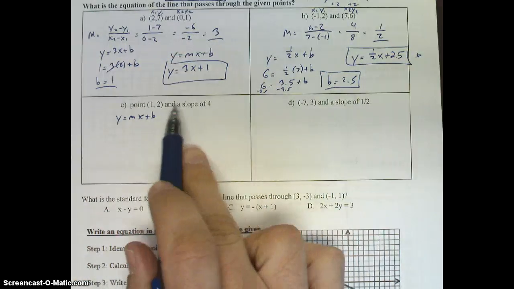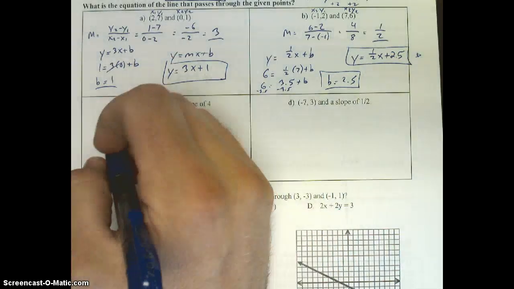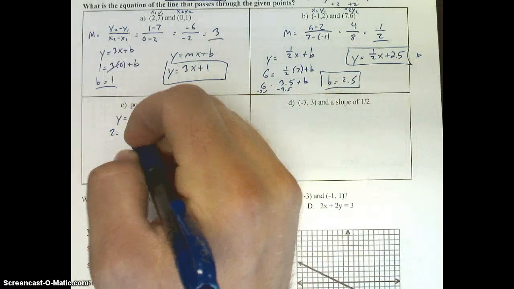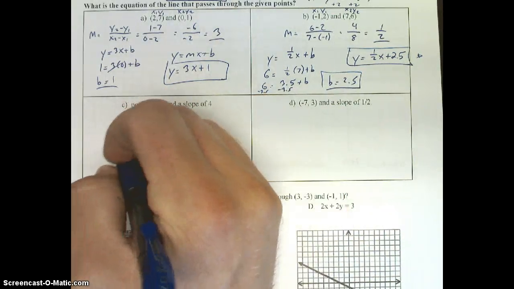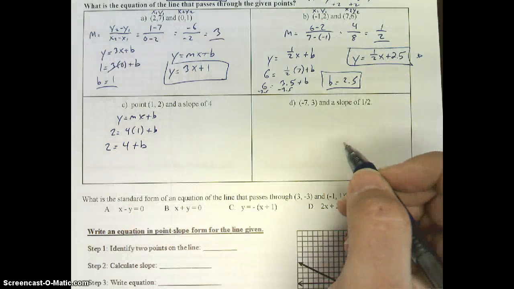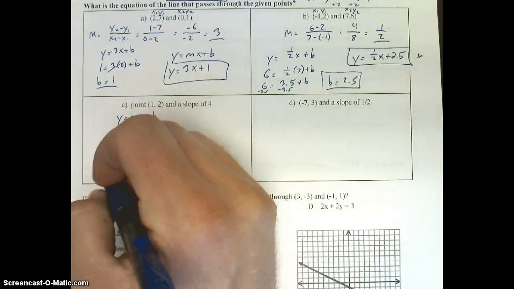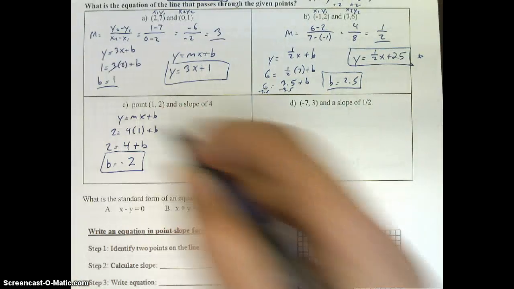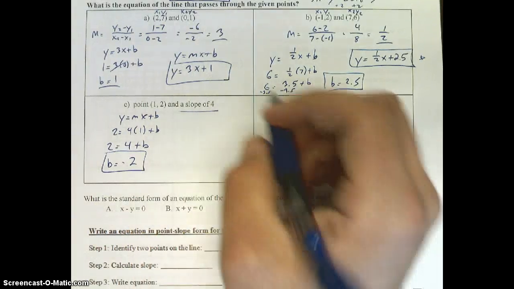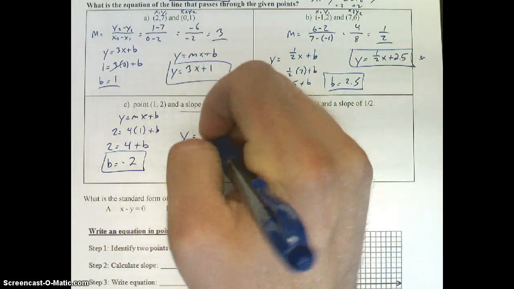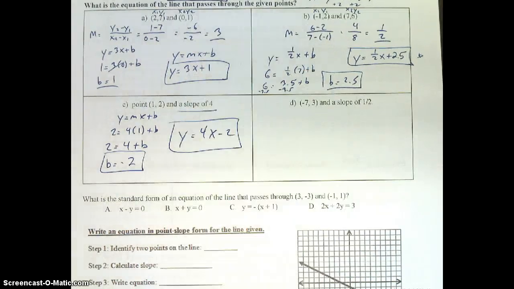Plug in the stuff that we got. Here's your x and your y. Plug a 2 in for y. Plug a 4 in for your m. 1 in for your x. All right. So 2 equals 4 plus b. Subtract 4 over. B equals negative 2. All right. So now I've got my slope. I've got my b. I've got everything I need. 4x minus 2. All's well.